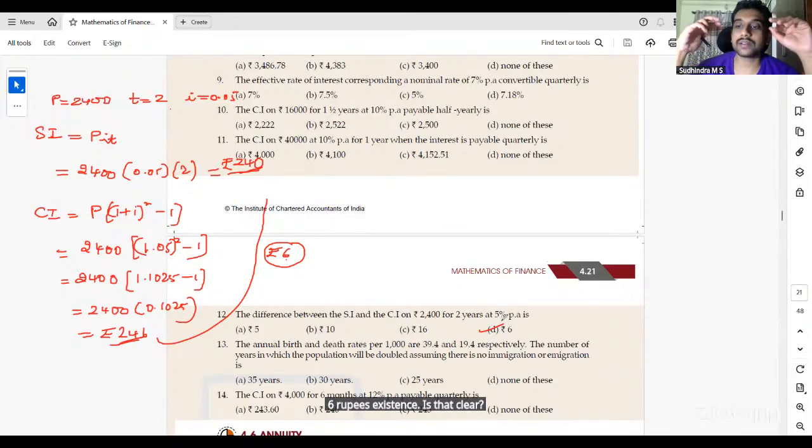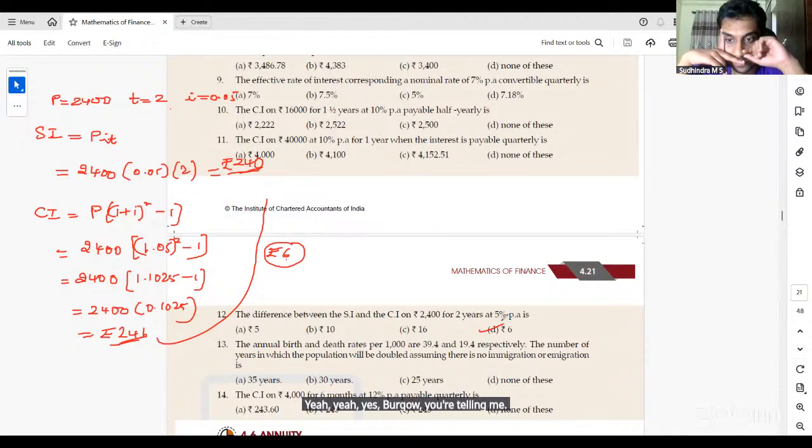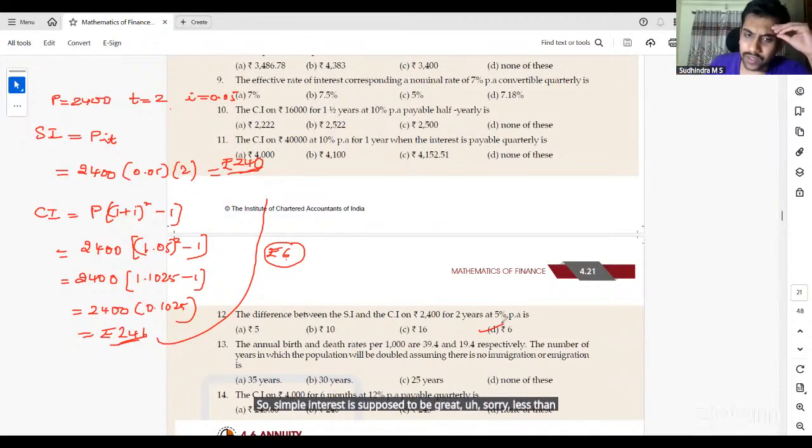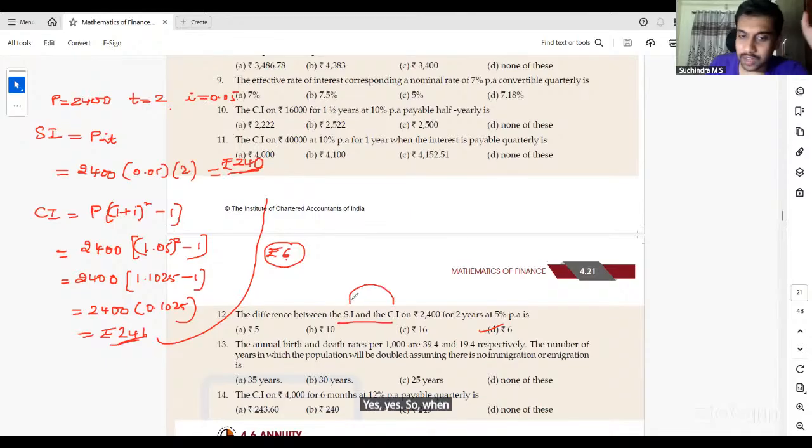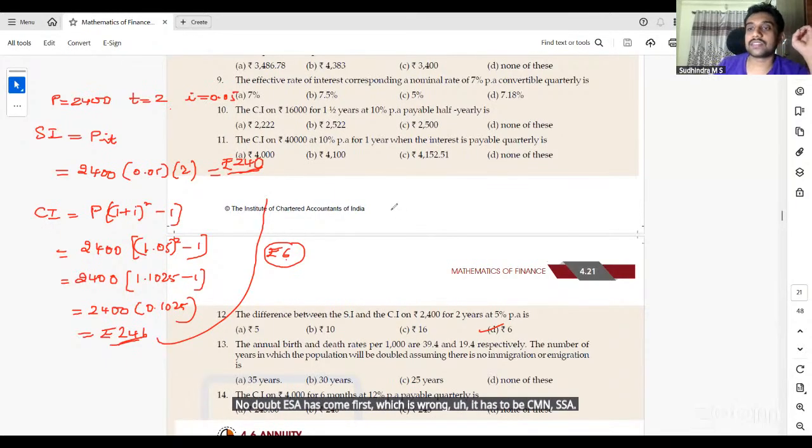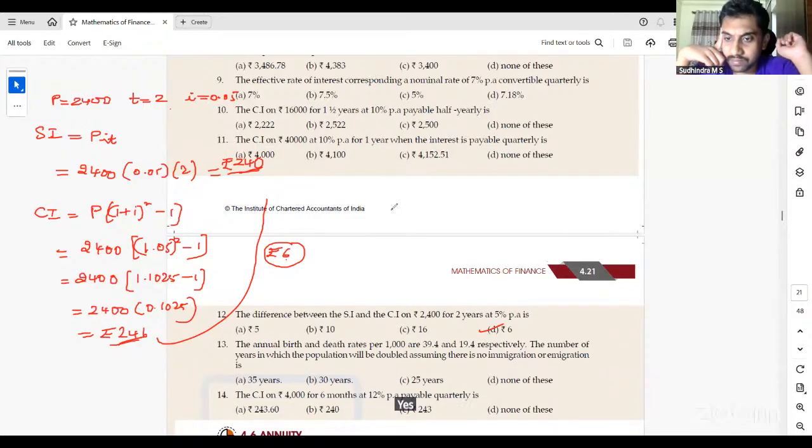Everyone? Sir, we had a doubt. Yes, Bhargavi, tell me. Sir, simple interest is supposed to be smaller than compound. Yes. So when they have given it like this, it has to be CI minus SI. No doubt, SI has come first, which is wrong. It has to be CI minus SI. All clear, everyone?